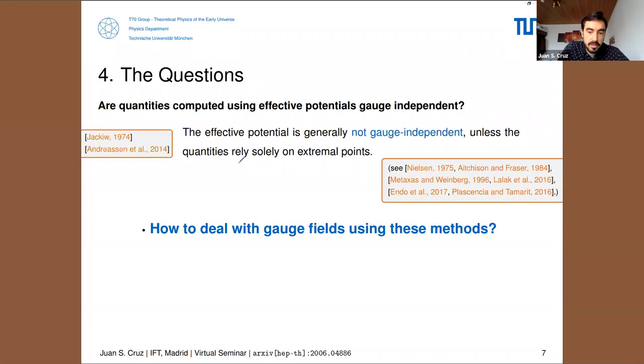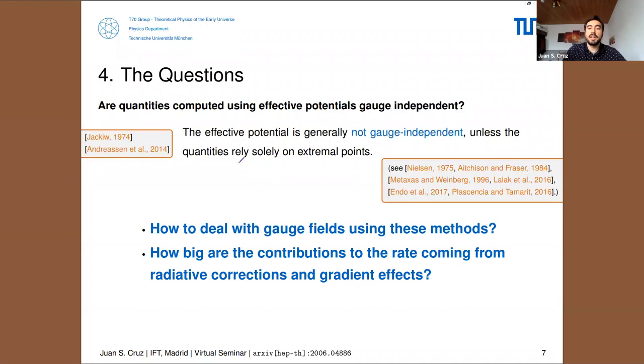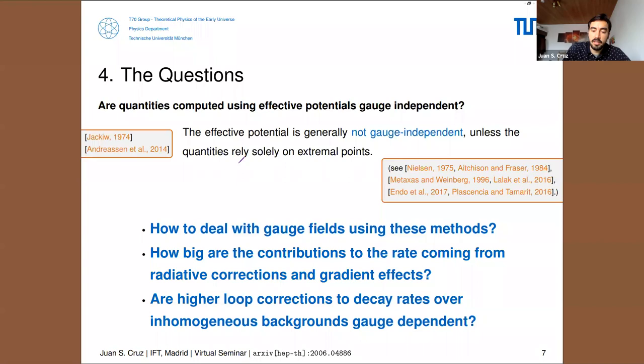So let me summarize the questions. Question number one would be how to extend these methods to include gradients for the gauge sector. Question number two is, of course, quantifying them. So how big are these corrections coming from gradients? And if possible, see what's the impact of the gauge choice. So these are the things we are after.